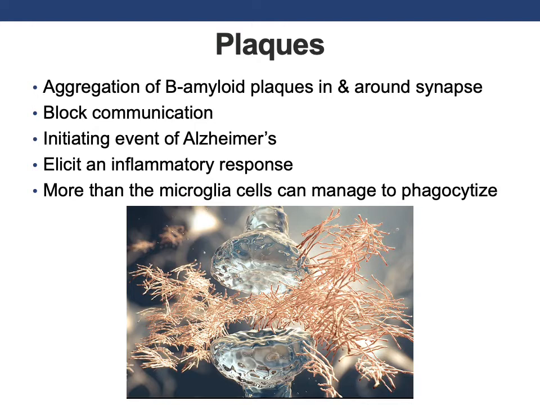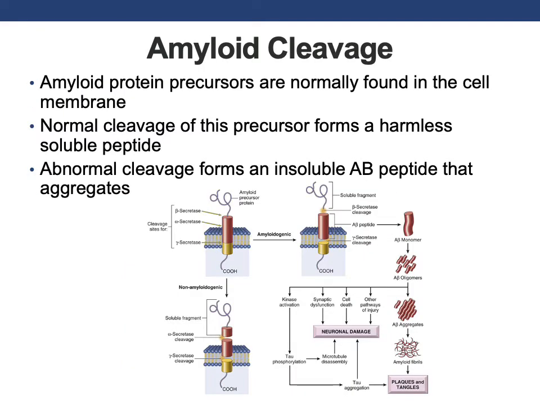Since these plaques are not supposed to be there in the synapse, they trigger an inflammatory response, summoning microglia cells to the area to clear them away. Unfortunately, there comes a point when there are more plaques than the microglia cells can manage to phagocytize.